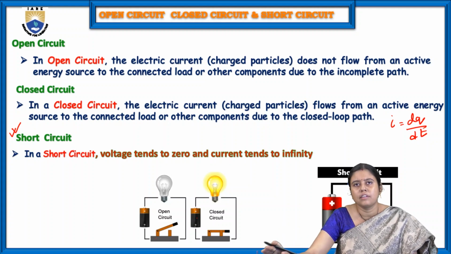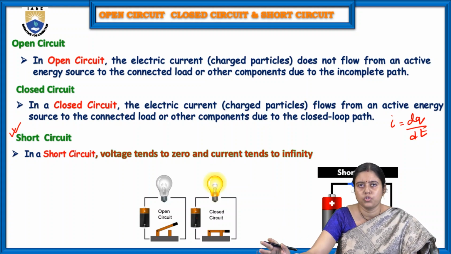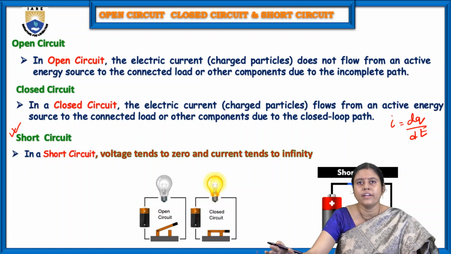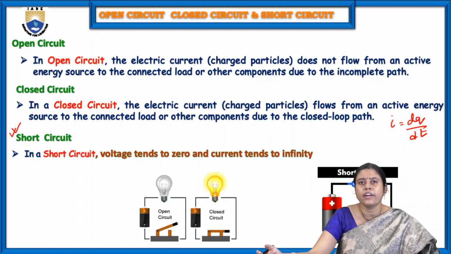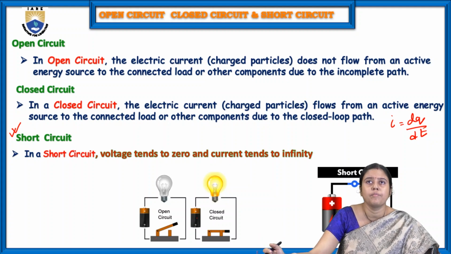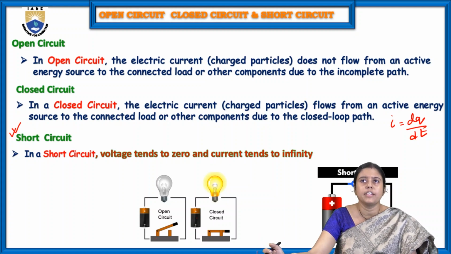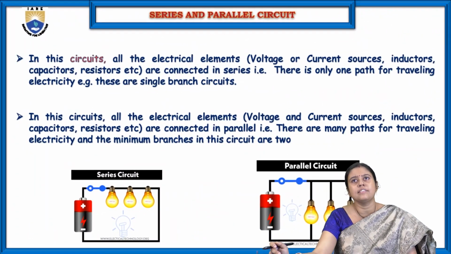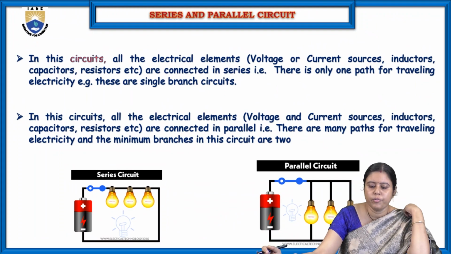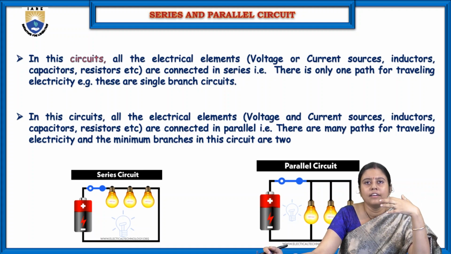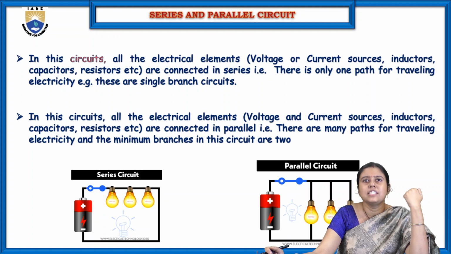Till now we have discussed what a network is: an interconnection of many electrical equipment. Number two, we discussed the circuit, which is a closed path having an active source. Then we discussed the open circuit, closed circuit, and short circuit conditions. Next, the important topic we will discuss is series and parallel circuits. In the syllabus, a big emphasis is given to series and parallel.